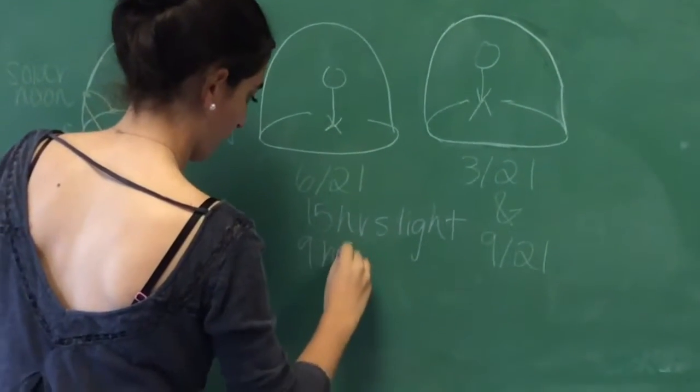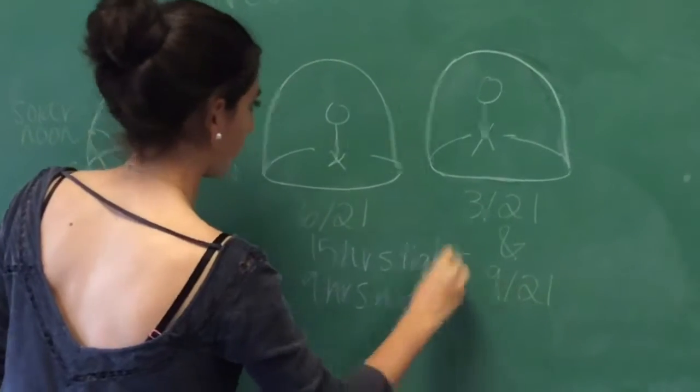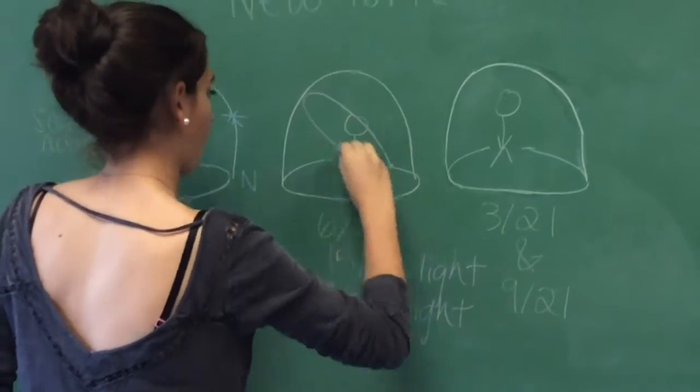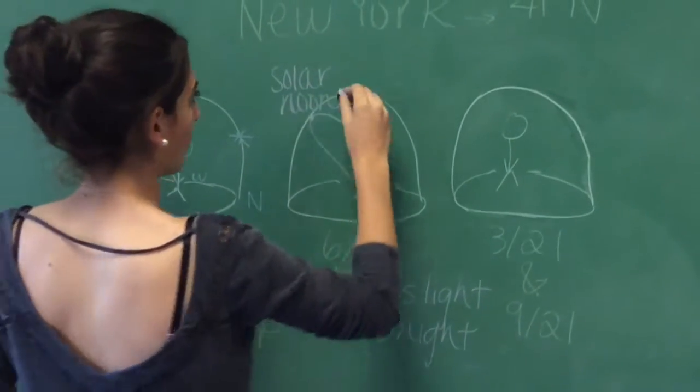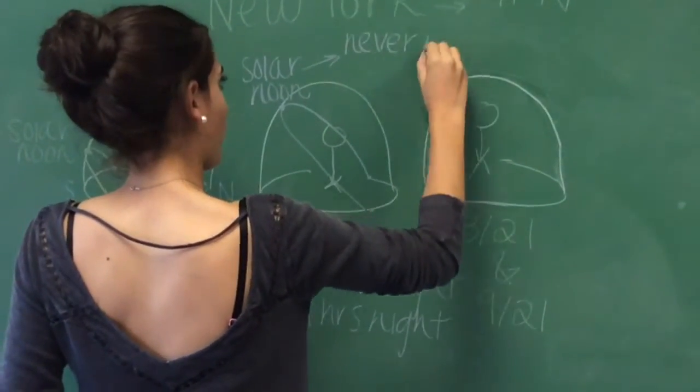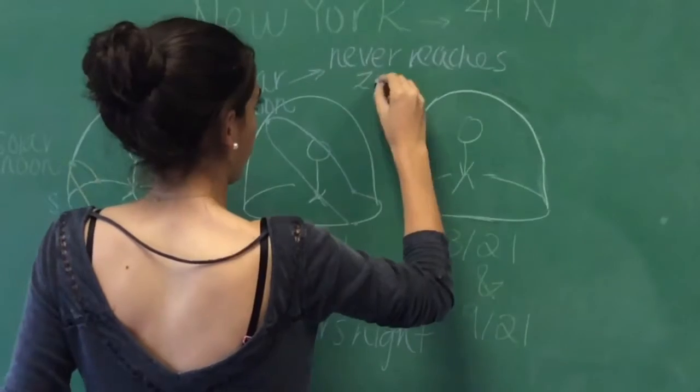On 6/21, New York receives 15 hours of daylight and 9 hours of nighttime. The sun rises northeast and sets northwest. At solar noon, the sun is high in the sky, but it never reaches the zenith.